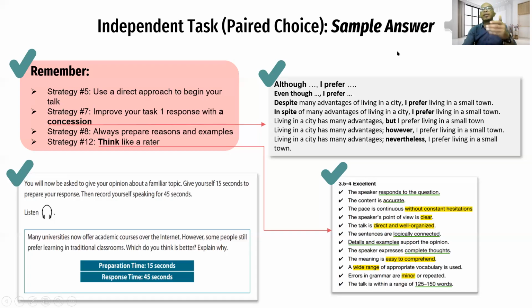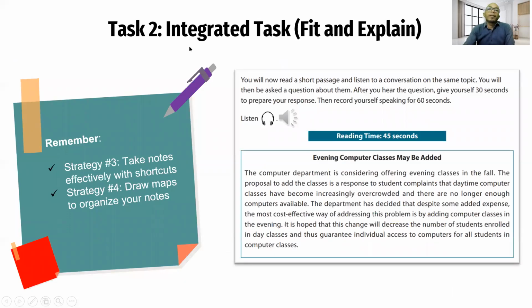Okay. And also he concludes his response with a very good logical extension. So that will check all of the criteria needed for the highest score for this question. So that's an example. Now you can listen to that again on your own time and make sure that you understand why this response is considered an excellent response. Okay, all right, let's continue to the next task, which is the integrated task, fit and explain.